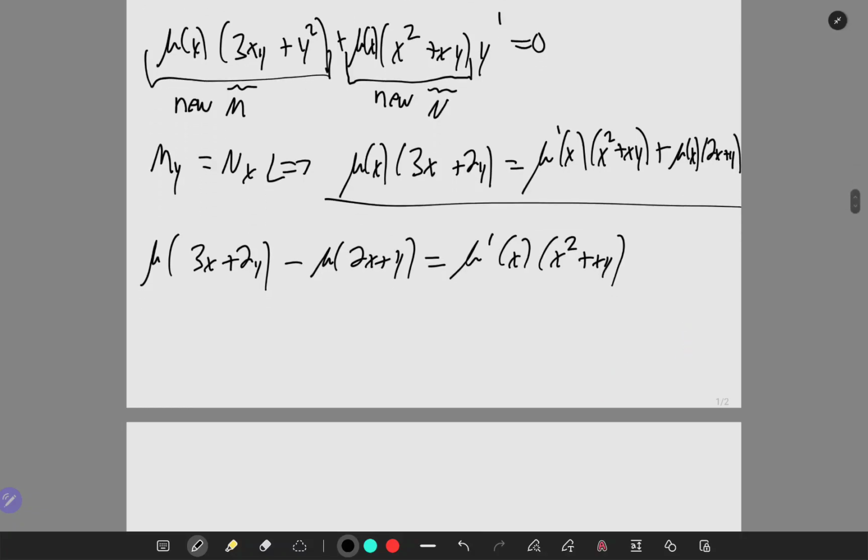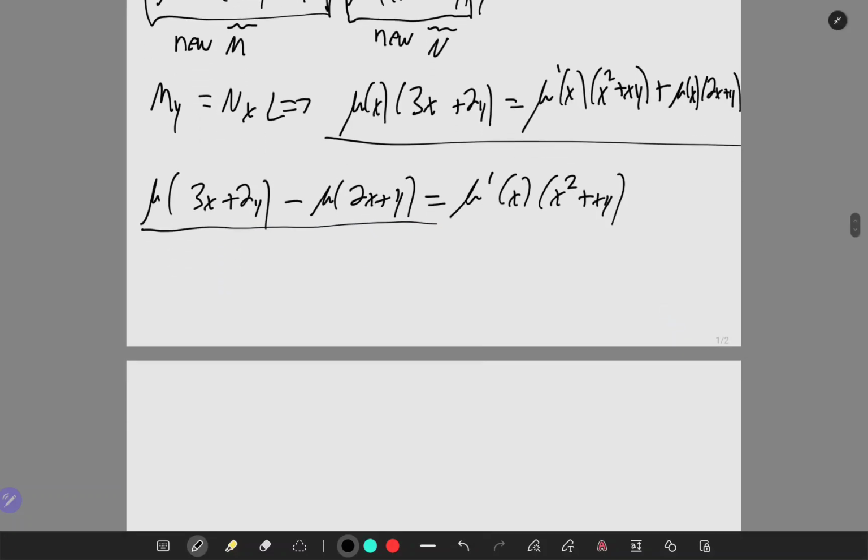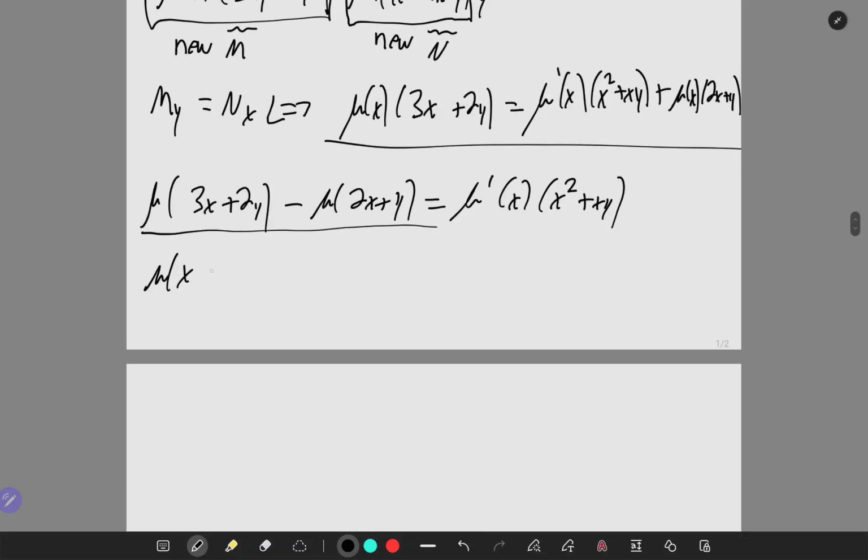Okay, so we can simplify this, right? If you look at what's inside the mu's, we have 3x minus 2x. That's just x. We have 2y minus y. That is just y. Is equal to mu prime times x squared plus xy.